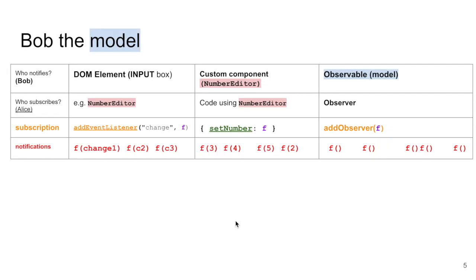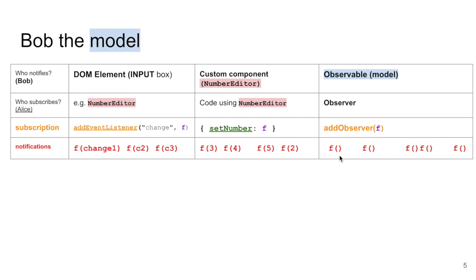As you see, the Alice and Bob situation is getting more complex. We have input boxes or any kind of buttons or any kind of HTML widgets that fire different types of events and add event listener or subscription. We have the custom component where a subscription is done by setting a prop, and then there are higher level events. And then we have observable, the model. The observer subscribes to it by saying, for example, add observer, passing a callback, and then the notifications will come in the form of calling the function, often without any parameter, just saying something has changed and not say what.